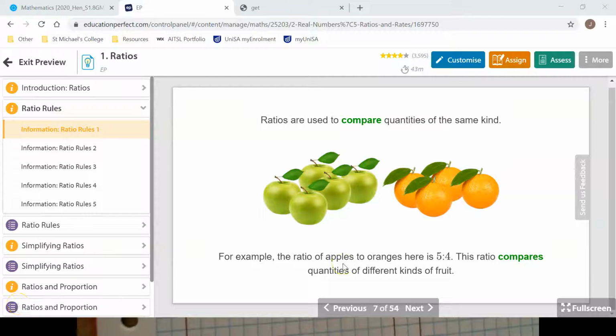Alright, so we can basically use ratios to compare quantities of the same kind. You might have heard people use ratios in a number of different contexts before. They give an example here. They have 5 apples and 4 oranges drawn. So the ratio of apples to oranges is 5 to 4. It's a way of comparing the quantities of the different kinds of fruit.